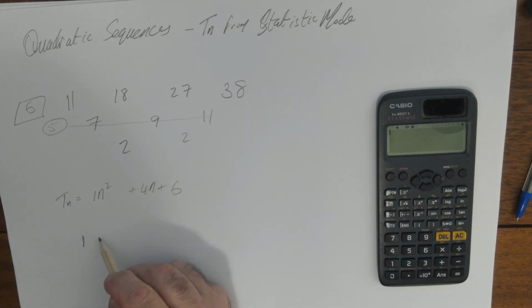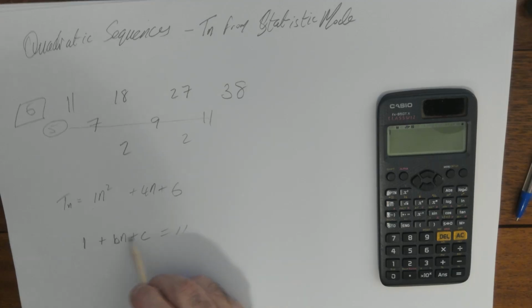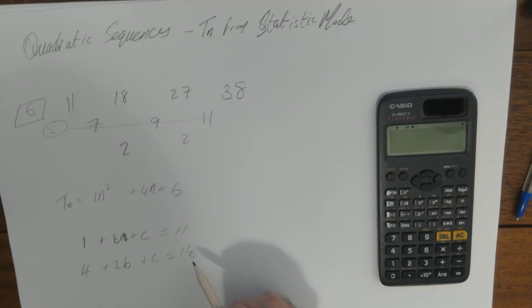Then there is the way where you go 1 plus bn plus c should be 11. Actually plus b plus c, because this is 1, and when you fill in 2 you get 2 squared, which would be 4 plus 2b plus c equals 18.